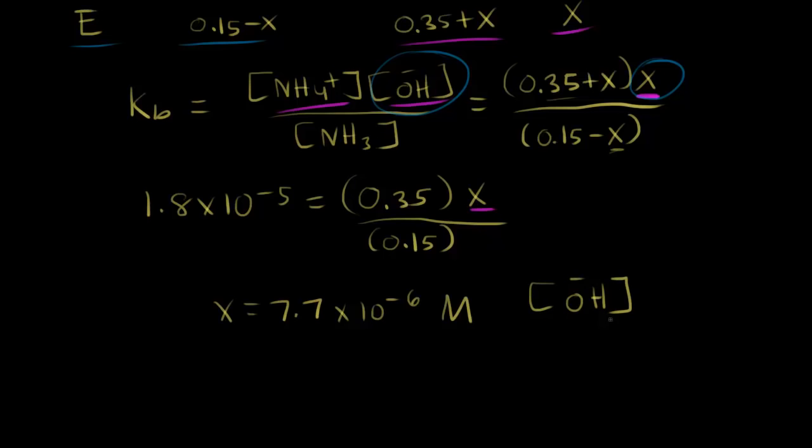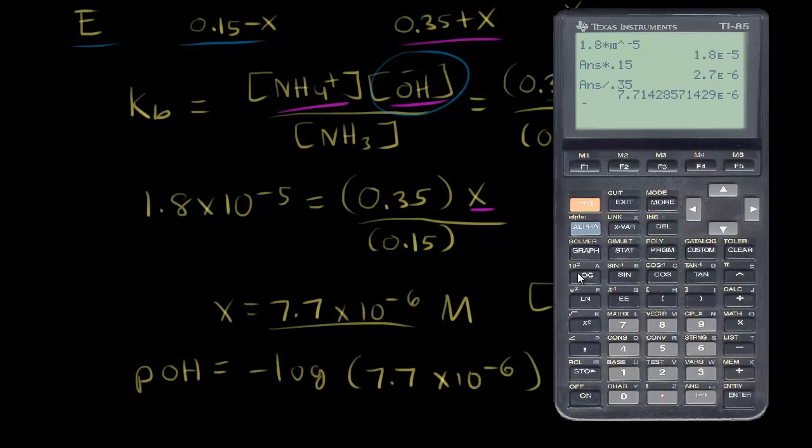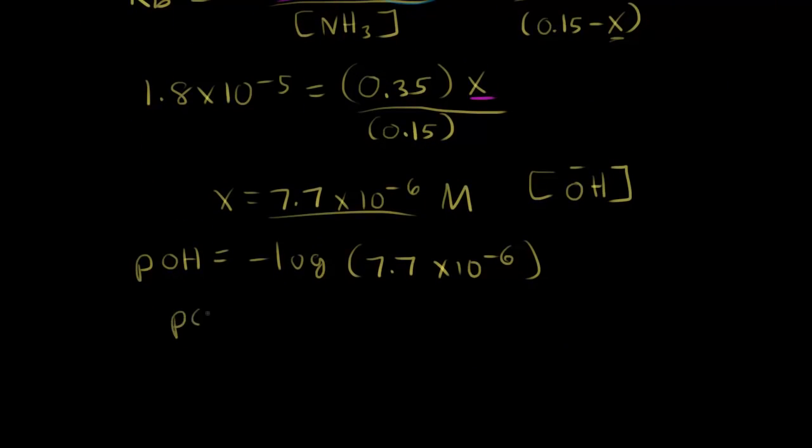Our problem wanted us to calculate the pH. So if we know the concentration of hydroxide ions, we can find the pOH, right, by taking the negative log of the concentration of hydroxide. So negative log of the concentration of hydroxide ions will give us the pOH. So let's do that. So we have the negative log of 7.7 times 10 to the negative 6. And this gives us the pOH, where we round to 5.11. So the pOH is 5.11.